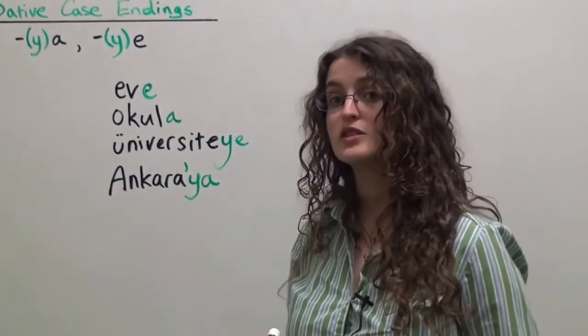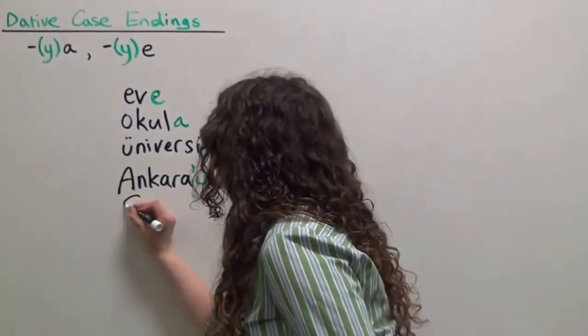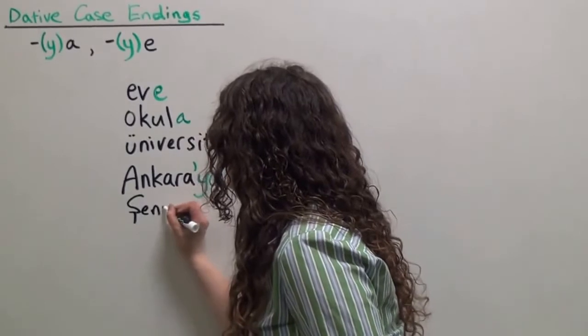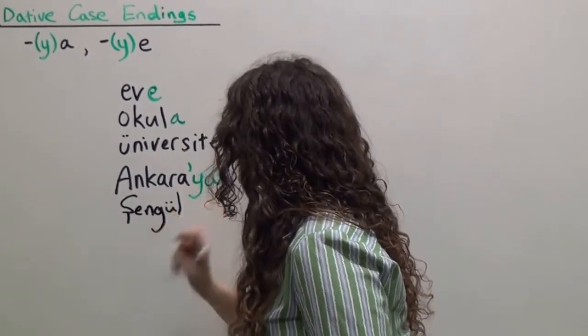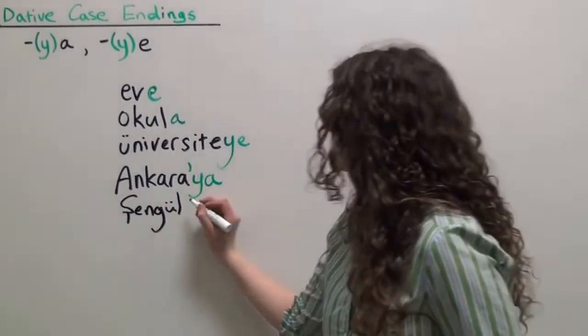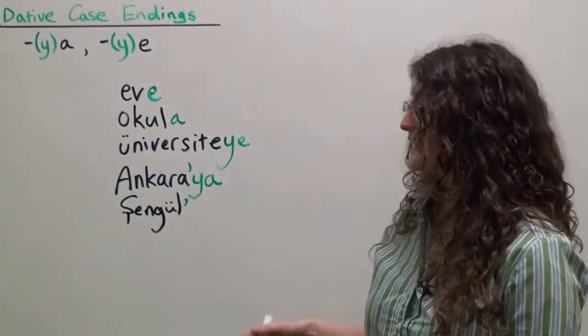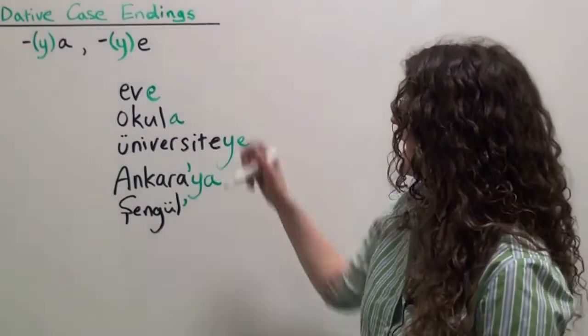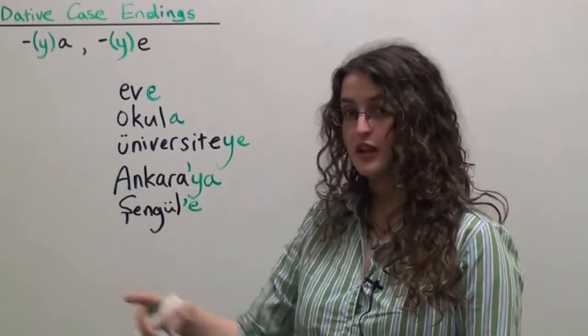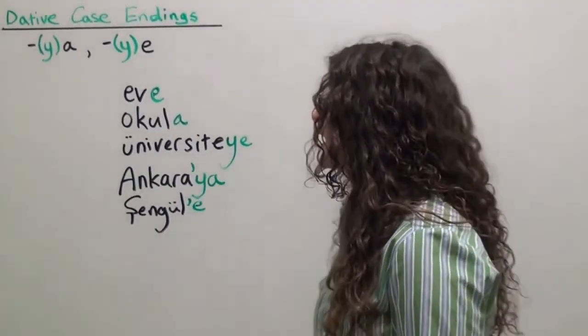This is the same thing we're going to do for a proper noun that's someone's name. So if we're giving something to Şengül, we're again going to add an apostrophe before adding the appropriate version of the dative case ending. In this case, for Şengül, Şengül'e, to Şengül or towards Şengül.